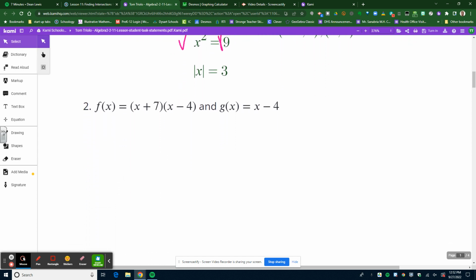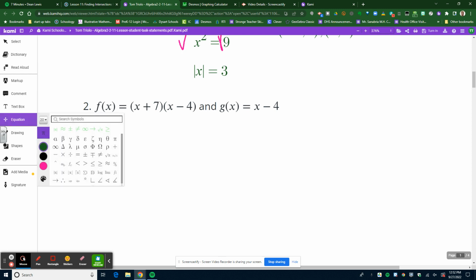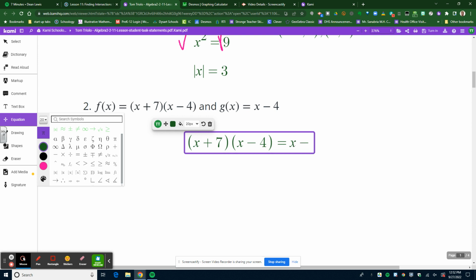All right. So let's try these ones here. Let's set them equal to each other. Do that first step. Set them equal to each other. And then we're going to do this one together. Open x plus 7, close, open x minus 4, close, equals x minus 4.